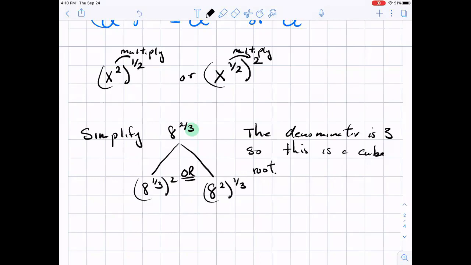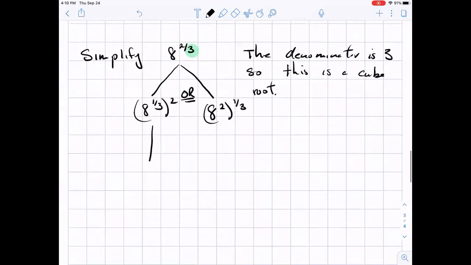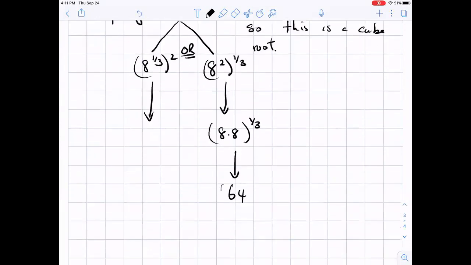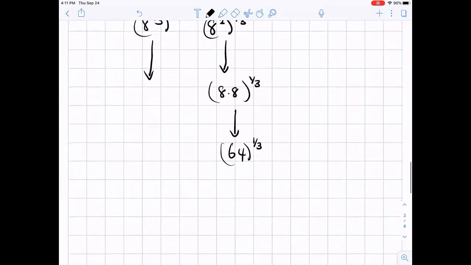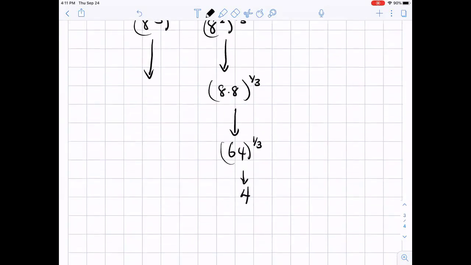Now, which would be easier? Pay attention to this very carefully, because 8 squared means 8 times 8, and then take the cube root of that. And then this here will be 64, and what's the cube root of 64? Well, I'm almost sure you have to think about that. But the cube root of 64 is 4, because if you take 4 and multiply it by itself 3 times, you will get 64.